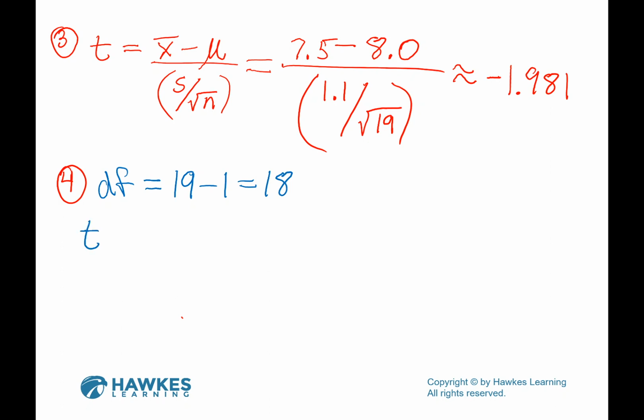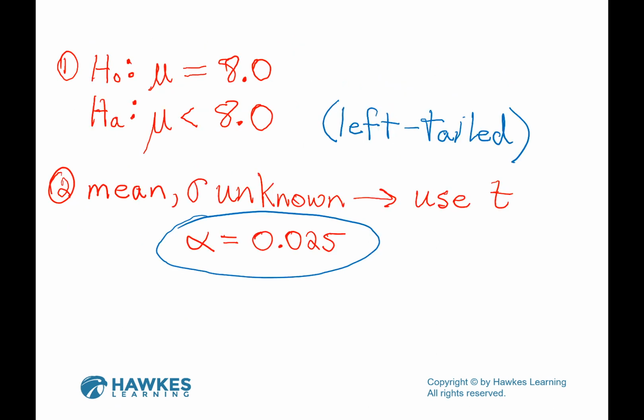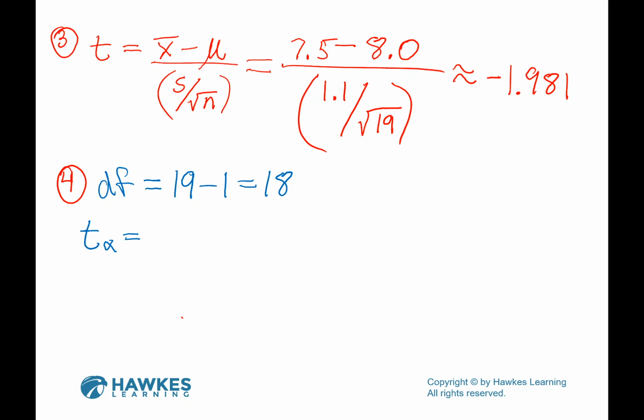So our critical t, let's go to our table. So we want 0.025 in one tail, left-tailed, so we're going to have a negative t. We got to remember that part. So 0.025 in one tail, that's the middle column, 18 degrees of freedom. And again, it's left-tailed, so we have to make it negative. So our critical t here will be negative 2.101.